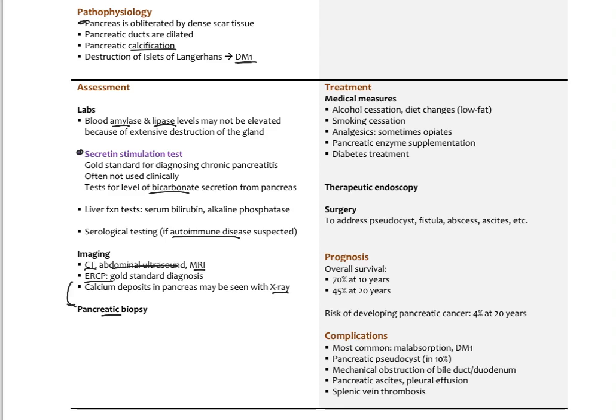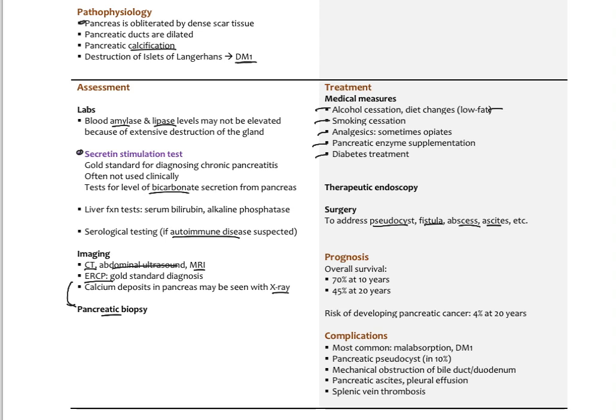Okay, so the treatment here medically would be avoiding risk factors, alcohol cessation, more low-fat diets to reduce the triglycerides if that's an issue, smoking cessation, analgesics, sometimes even opioids are given chronically, pancreatic enzymes are often supplemented, and then diabetes is addressed through insulin therapy if necessary. There is therapeutic endoscopy where the endoscope can go in and open up the opening, the ampulla of Vater, if that's scarred shut, if that needs to be dilated open. And then surgery to potentially address any pseudocysts, fistulas, abscesses, ascites, etc.